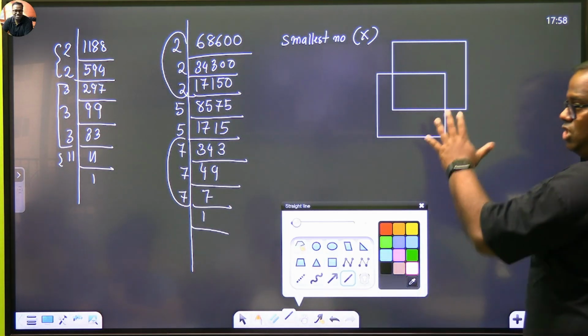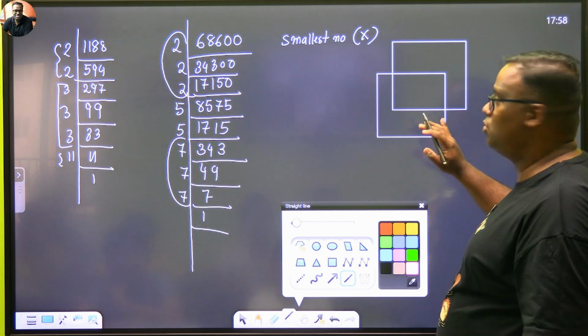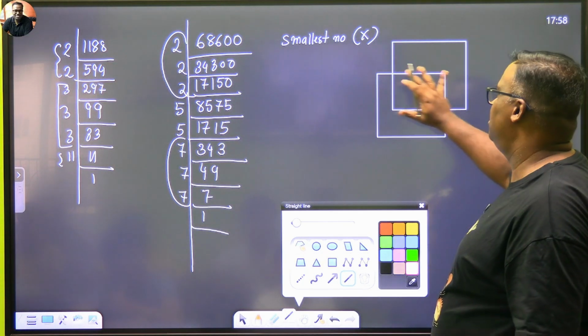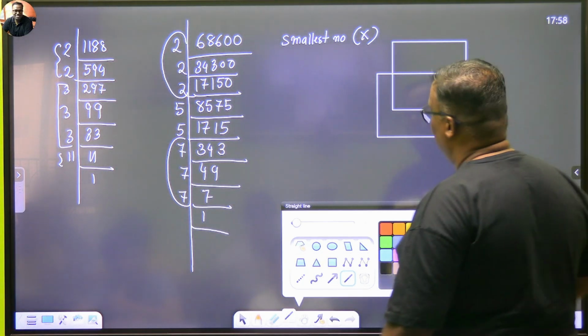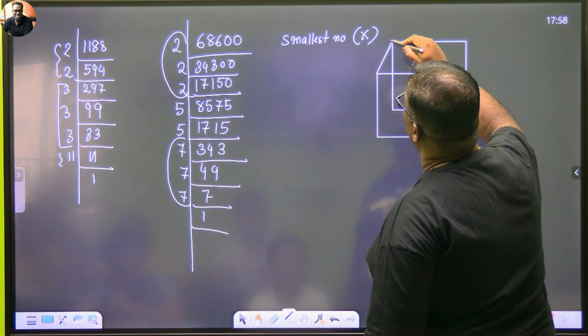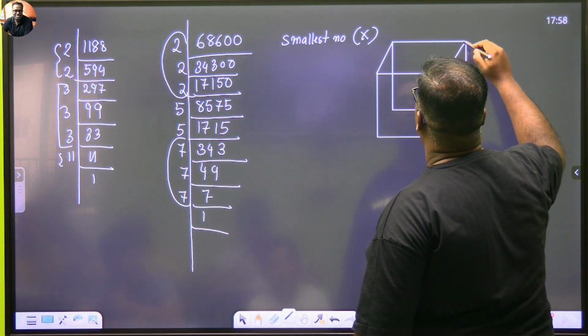So the easiest way to draw a cube. You saw what I did? I took a square and I drew another. You can actually replicate the same square. And now what we do is that we just join the edges. Okay.